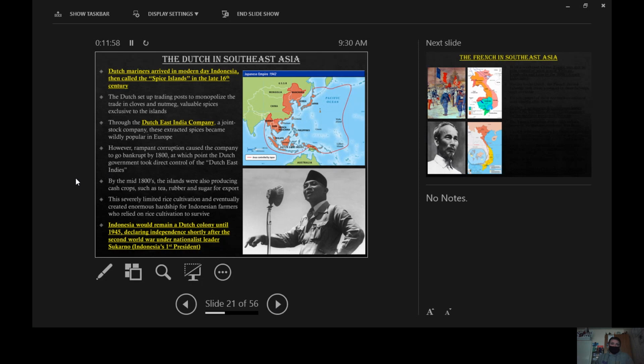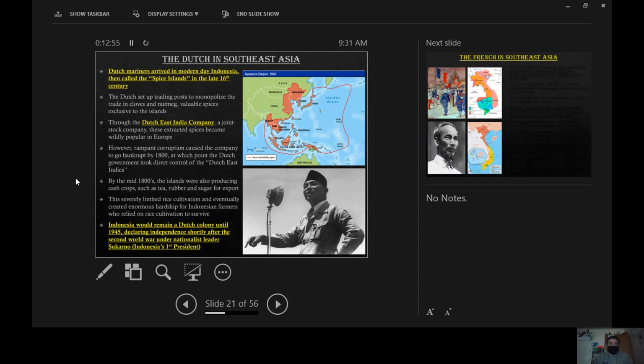Dutch mariners arrived in modern-day Indonesia, then called the Spice Islands, in the 16th century. Back then, very, very valuable territory as the spice trade was incredibly lucrative. That's one of the reasons Columbus was trying to get to this side of the world anyway. I mean, spices, big-time luxury good. The Dutch set up a trading post to monopolize the trade in cloves and nutmeg, valuable spices exclusive to the islands. Through the Dutch East India Company, what do you know? Another joint stock company. These extracted spices became wildly popular in Europe, making a lot of money for the Dutch. However, rampant corruption caused the company to go bankrupt by 1800, at which point the Dutch government took direct control of the Dutch East Indies, very similar to what the British did in India.